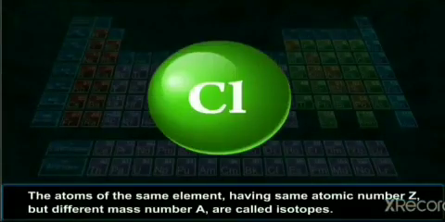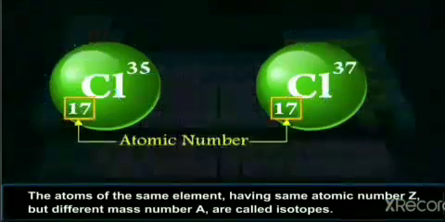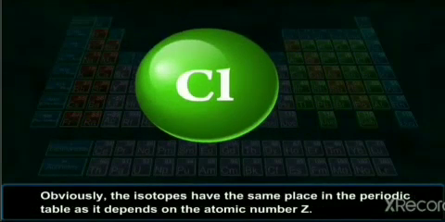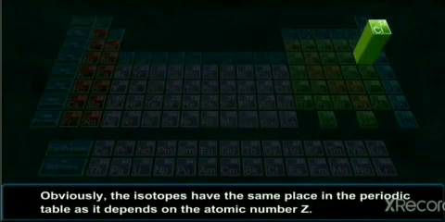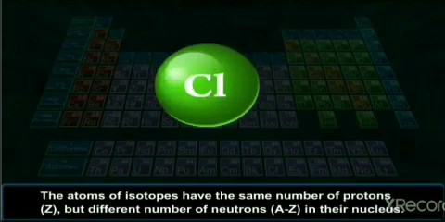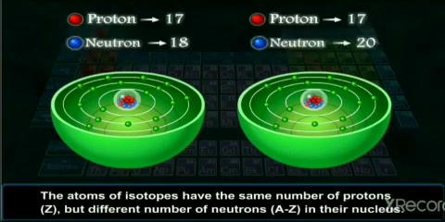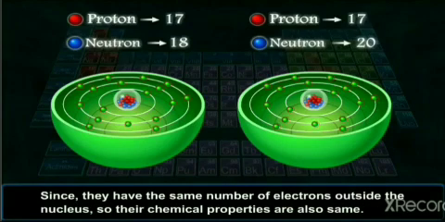Isotopes. The atoms of the same element having same atomic number Z but different mass number A are called isotopes. Obviously, the isotopes have the same place in the periodic table as it depends on the atomic number Z. The atoms of isotopes have the same number of protons, Z, but different number of neutrons, A minus Z, in their nucleus. Since they have the same number of electrons outside the nucleus, their chemical properties are also the same.